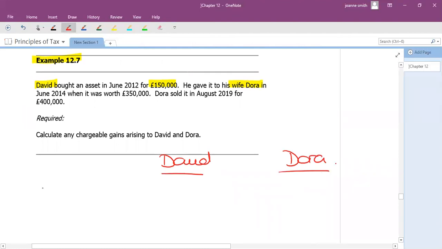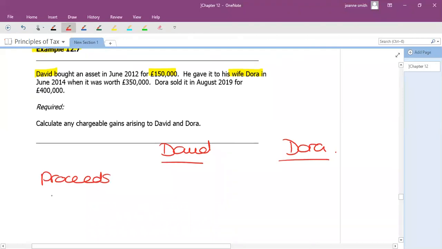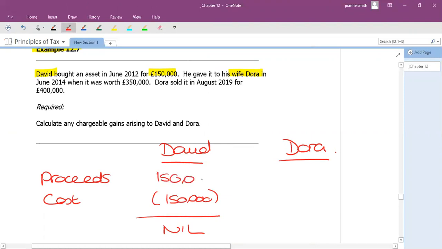So David doesn't get any proceeds, but he does have a cost. So he gave it to his wife. So it's basically a gift. He transferred it in name and he bought it for 150. But he doesn't have any proceeds. Now, David will not pay any tax, so there's no gain, no loss. So proceeds are effectively deemed to be cost, so they're just netted off.